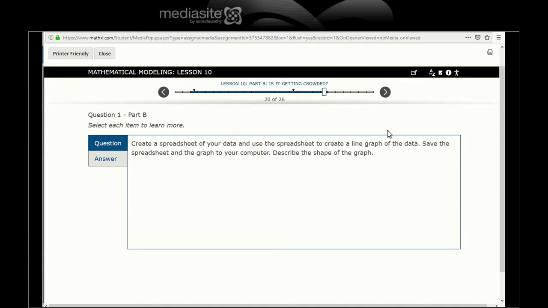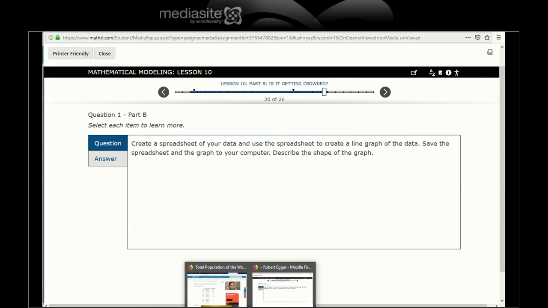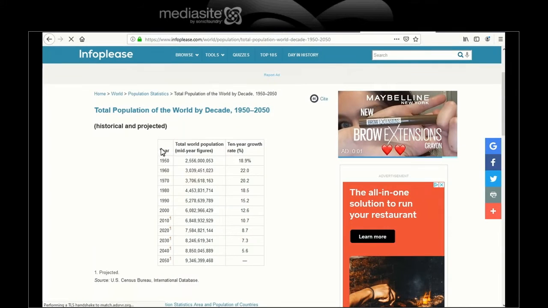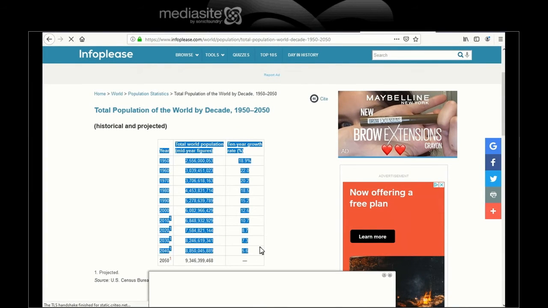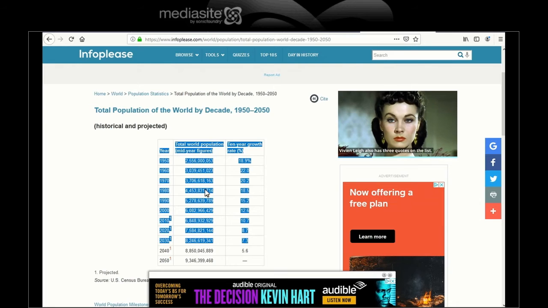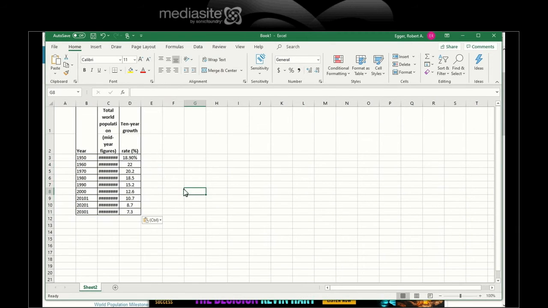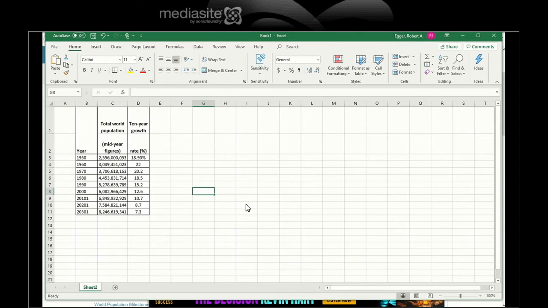So let's go back to our data. We need to create a graph of it. Let's go back to my data. The nice thing about some of this is you can just do a copy, have an Excel spreadsheet open, and do a paste. That means I need more space. All right. So now we want to do a graph. Well, I want it done over the years.